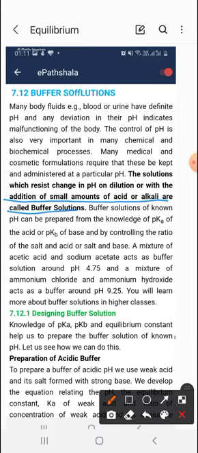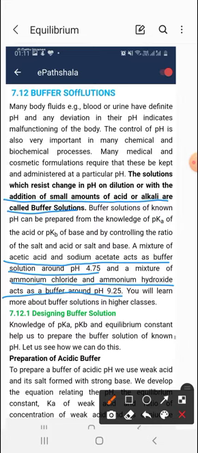A mixture of acetic acid and sodium acetate acts as a buffer solution around pH 4.75, and a mixture of ammonium chloride and ammonium hydroxide acts as a buffer around pH 9.25, and you will learn more about buffer solutions in higher classes. It means a buffer solution is that solution which resists the pH change up to some level.